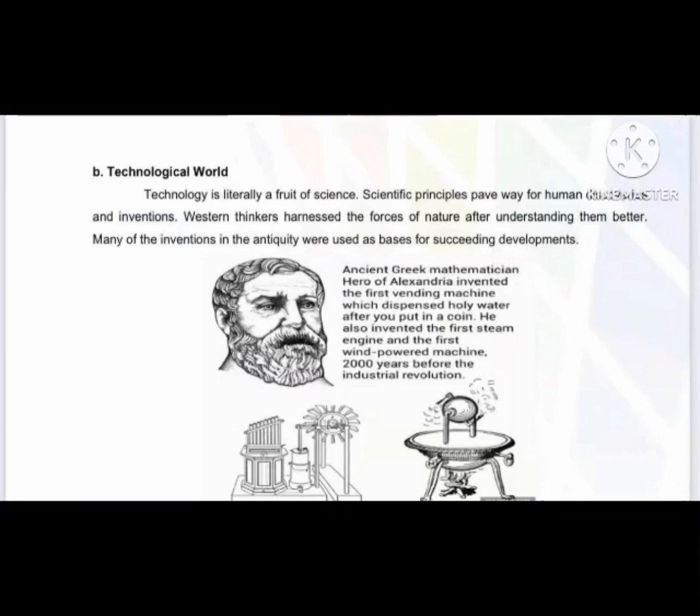Technology world. Technology is literally a fruit of science. Scientific principles pave the way for human discoveries and inventions. Western thinkers harnessed the force of nature after understanding it better. Many of the inventions in antiquity were used as a basis for succeeding developments. Technology is the application of scientific knowledge to the practical aims of human life, or as it is sometimes phrased, to the change and manipulation of the human environment.